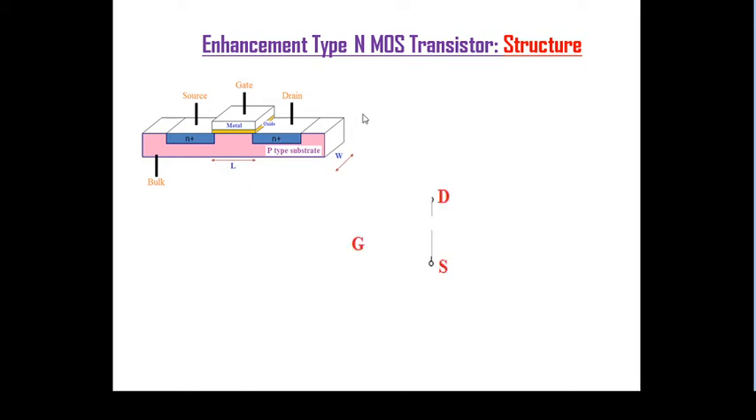So this one is the symbol, and I am saying this is our enhancement type MOSFET, NMOS. How are we saying this is an NMOS? First, see, we are saying this is enhancement. Why enhancement? There are three broken lines. If there is a broken line, we can say this is an enhancement type.